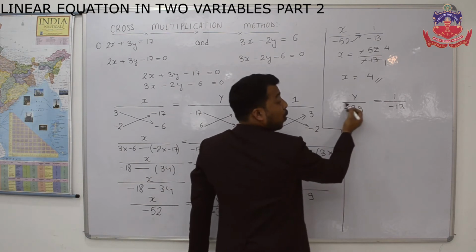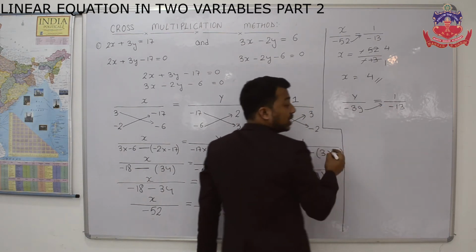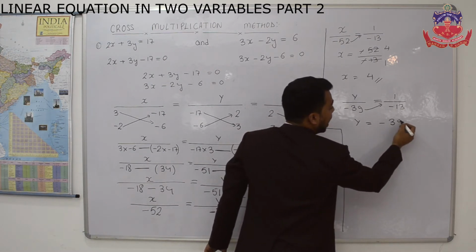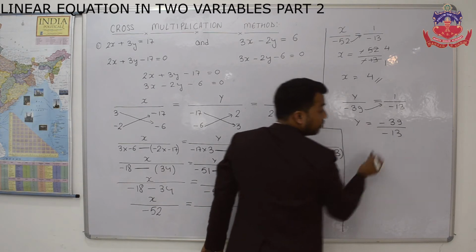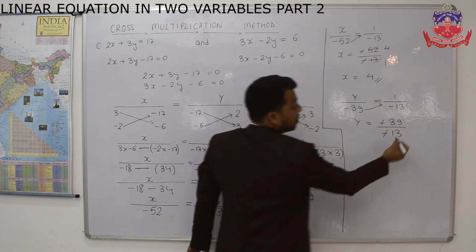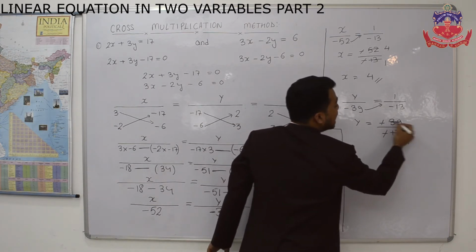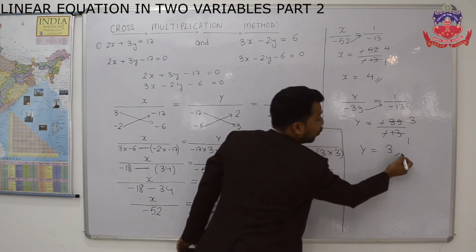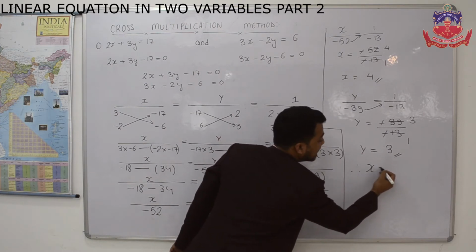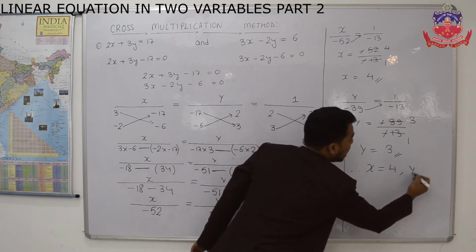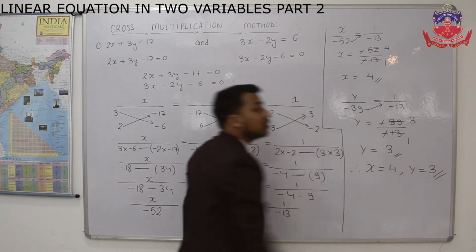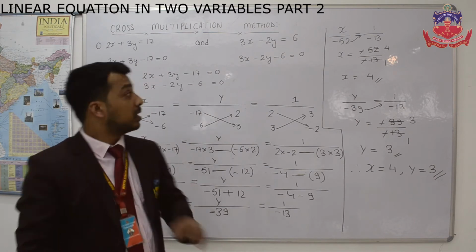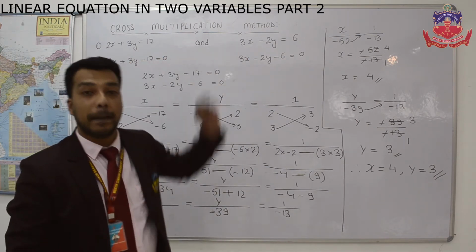The number which is below y, you have to take to the other side, so it will go as multiply. So y is equal to minus 39 divided by minus 13. Minus minus gets cancelled, 13 ones are 13 and 13 threes are 39. So the answer we are getting for y is 3. So this is your solution, that is x is equal to 4 and y is equal to 3. This is how you find the answer for x and y using the method known as the cross multiplication method.